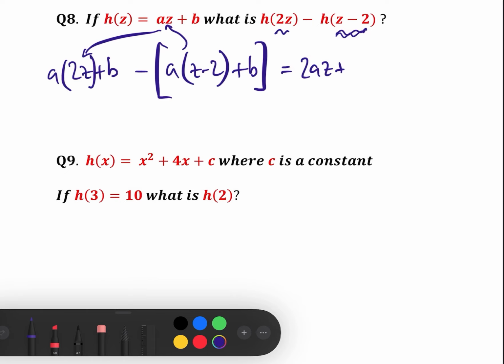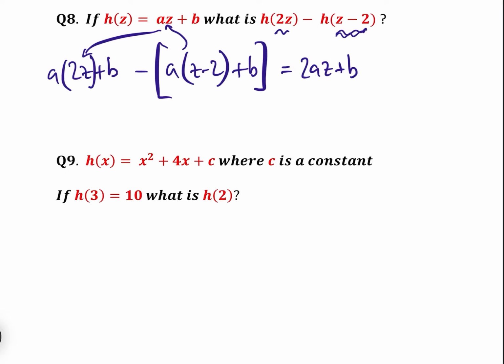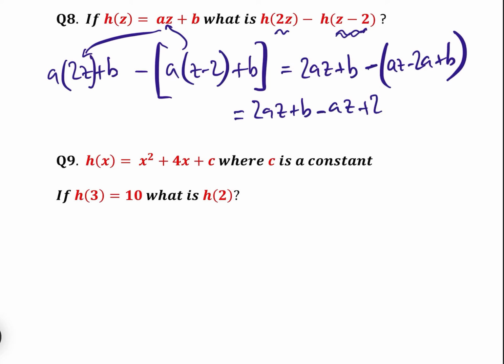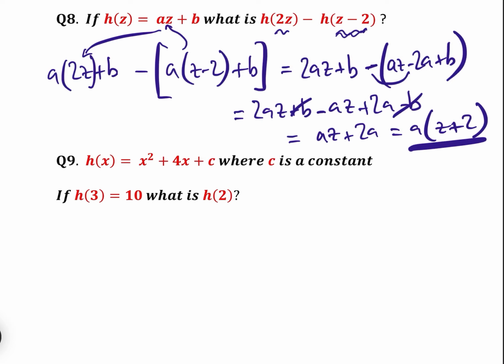So that's 2az add b minus brackets az minus 2a add b, just expanding the other brackets, which equals 2az add b minus az add 2a minus b. Just got to be careful with the minus sign there, which again equals az, b's cancel, add 2a, which equals a(z plus 2). And that is the answer to question 8.